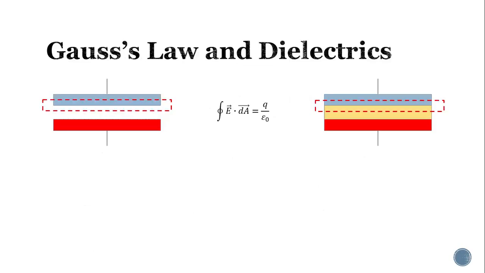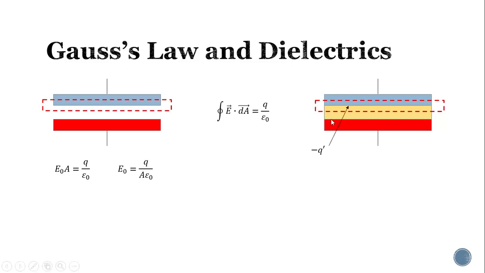So let's look at Gauss's law and how it plays a role in dielectrics. Here's the way we did our capacitor initially with this Gaussian surface. The blue one is positively charged. I said the charge enclosed is Q. The area is A, which is equal to the area of the plate. And so we could calculate the electric field by doing Q divided by area over epsilon naught. Now it's worth pointing out Q over area is really charge density.